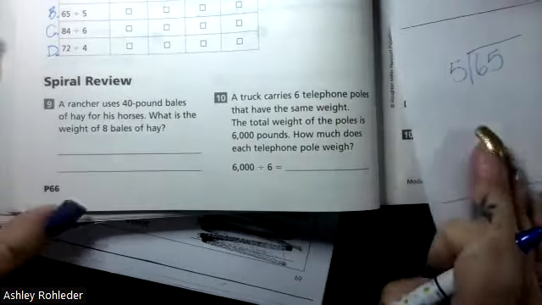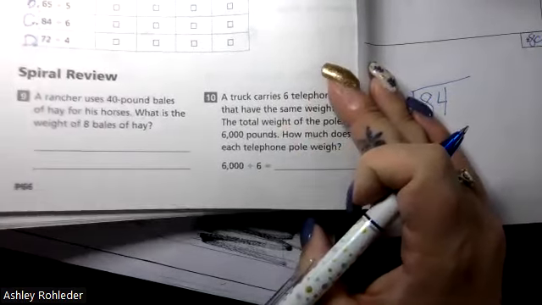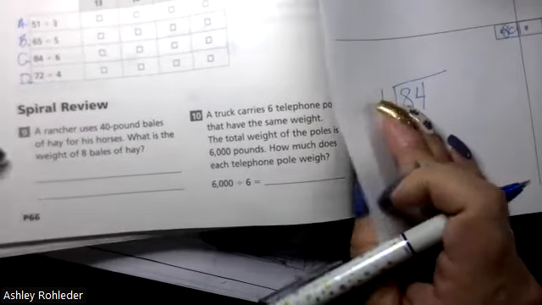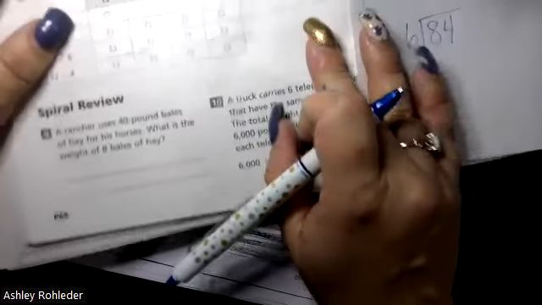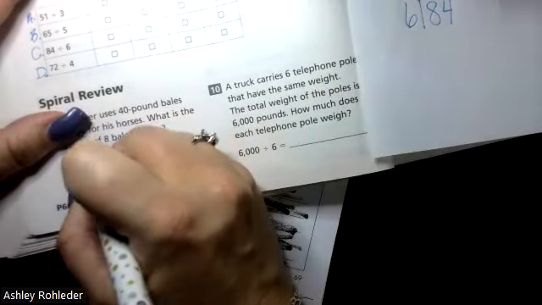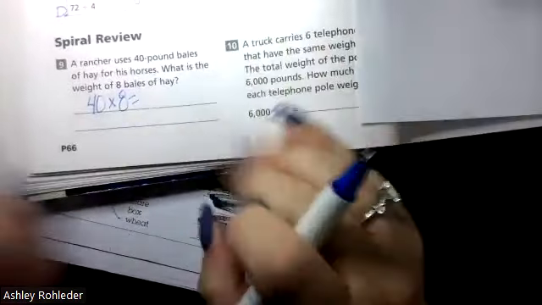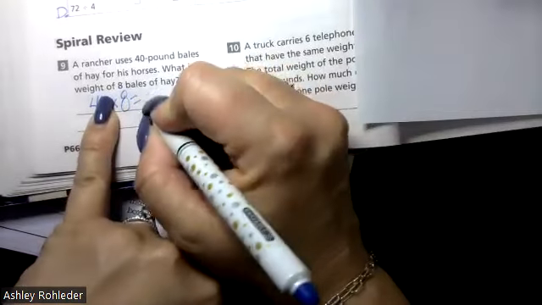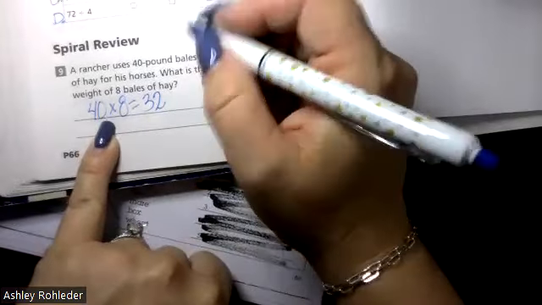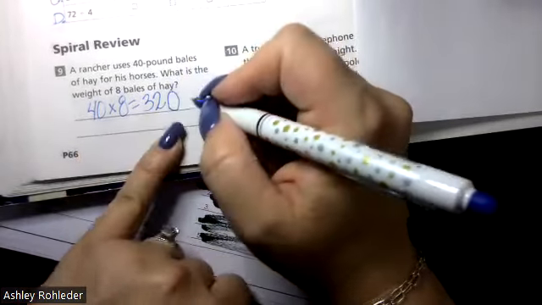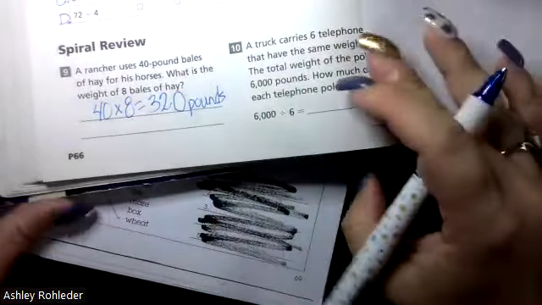Okay, a rancher uses 40-pound bales of hay for his horse. What is the weight of 8 bales of hay? So if one weighs 40 pounds, how did I find what 8 of them weigh? 40 times 8. What would be the easiest way to do this? Okay, so 4 times 8 is 32. And then add my 0 back. And what would I label it as? Pounds. So 320 pounds.